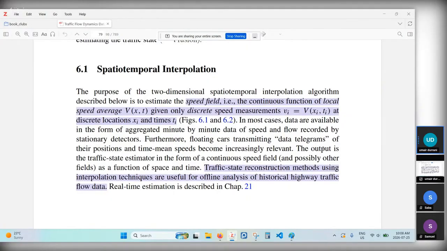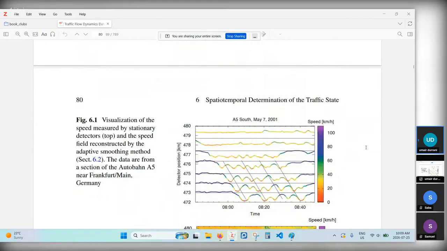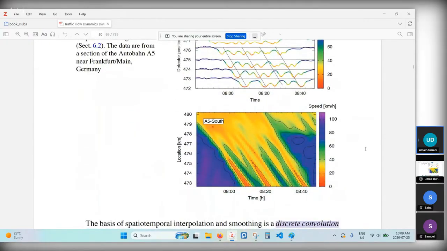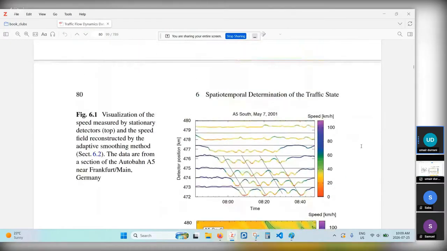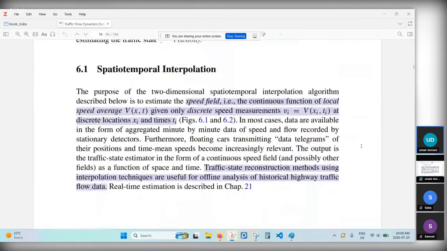The purpose is to study the historical traffic flow, to understand the pattern in the traffic flow in a certain region. And so we go from this figure, the first part of figure 6.1, to this second part of the same figure, where we again have time on x-axis and location on y-axis, but we now see a complete continuous surface of the speed rather than discrete speeds. This is also called the speed field, which is defined here.